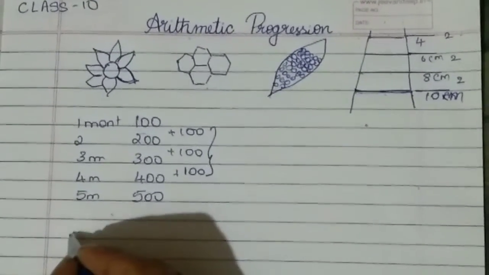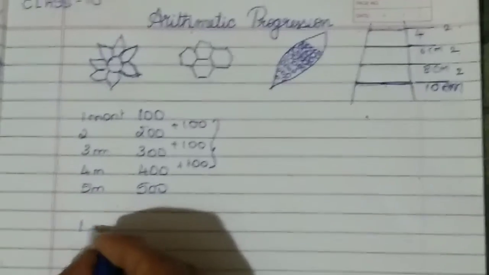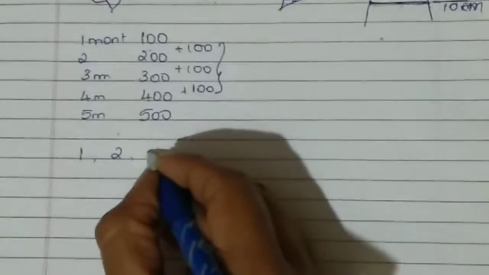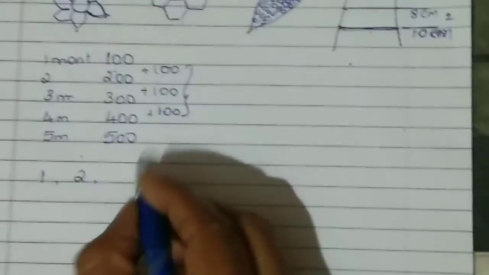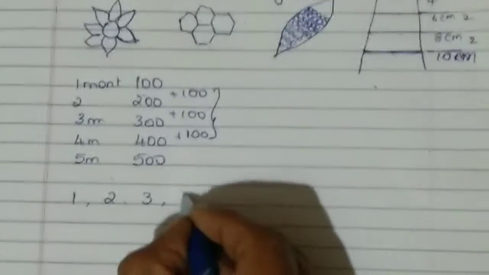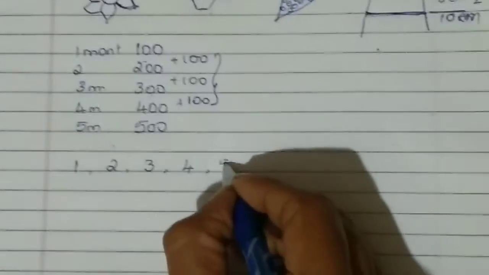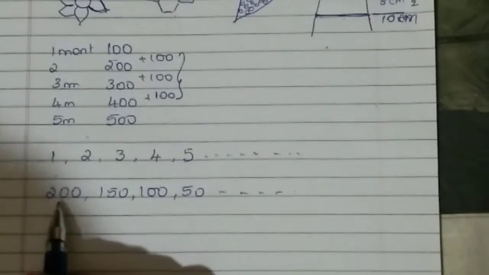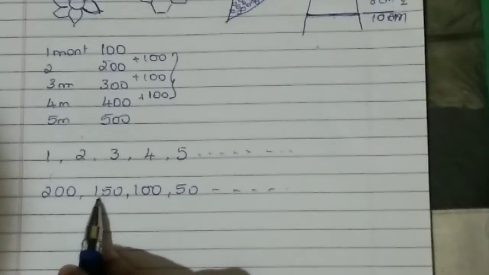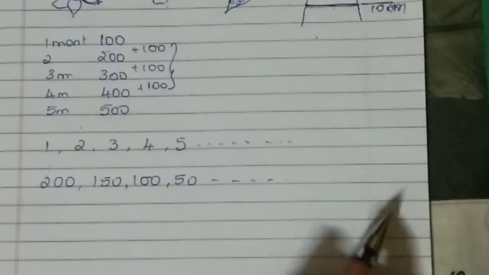Okay. So now I'm going to write the numbers. These are general examples which we see in our daily life. Okay. Now these are numbers. See this number. And another number series: 200, 150, 100 and 50. Okay. Here, now again I'm going to write 1.